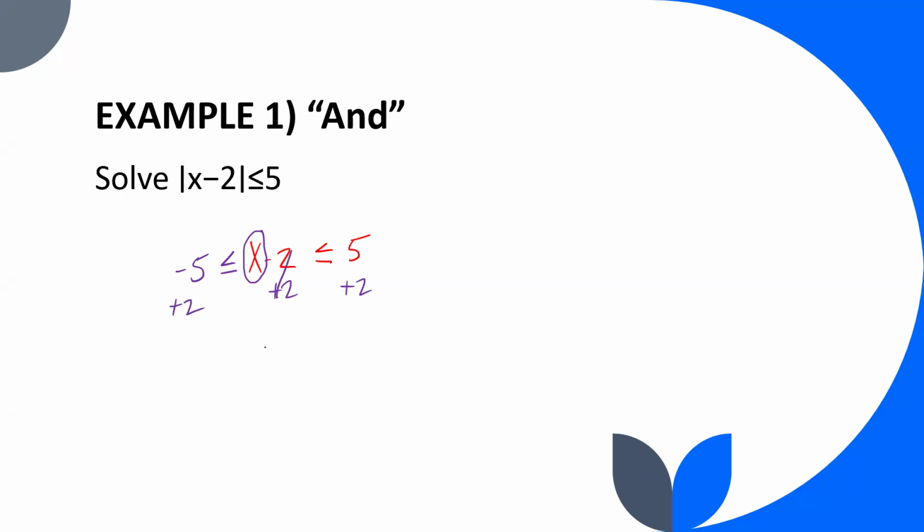2 goes away. Now x is by itself. And what is 5 plus 2? 7. And negative 5 plus 2? Negative 3. So our answer is x is greater than or equal to negative 3, but less than or equal to 7.